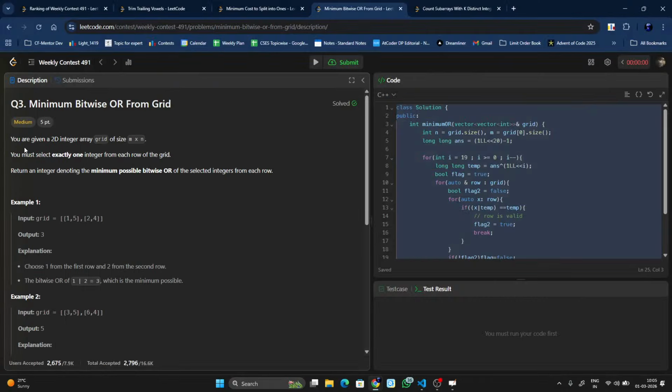So you have been given a 2D integer array grid of size m cross n, and you must select exactly one integer from each row.